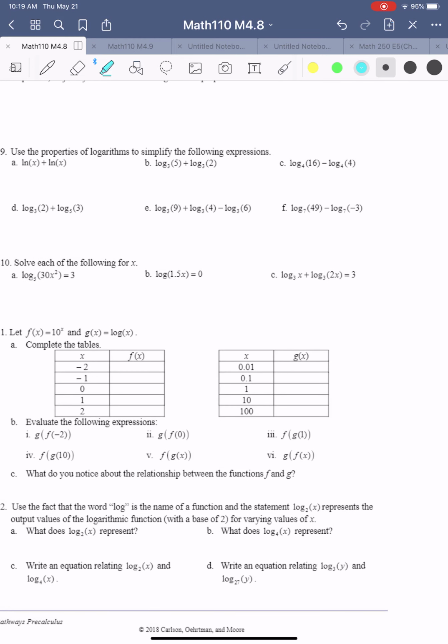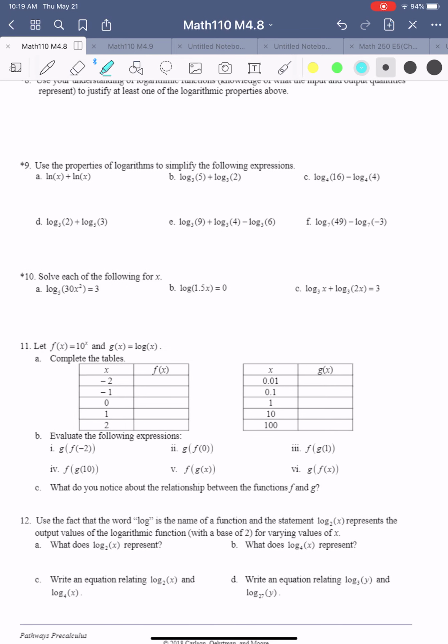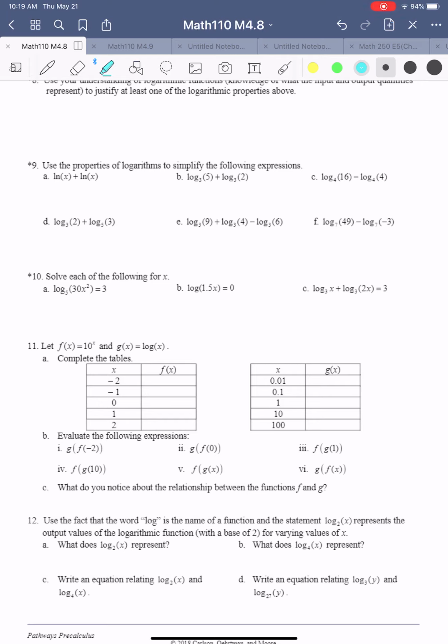Alright, so let's look at number 9. Use the properties of the log to simplify the following expression. So when you have ln, the base is actually e. So ln means the same as log base e. We call that ln, okay? So this means it's a sum, which means you can put that as x times x, which is ln of x squared. So we use the product rule, which means the same as 2 ln x.